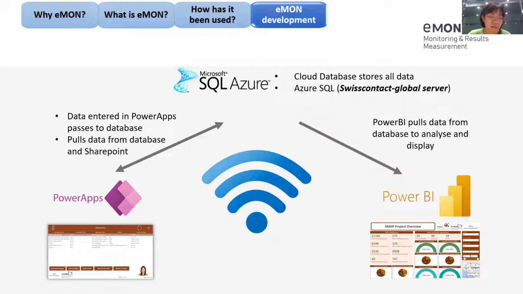And then on the other side, Power BI extracts from the database to display the result on the dashboard. So a critical factor for e-MON to work in this case is actually a very stable internet. In our case here in Cambodia, that has not been a problem, but I know in some countries or contexts it might be a little bit more challenging. So I think that's a limitation we see.